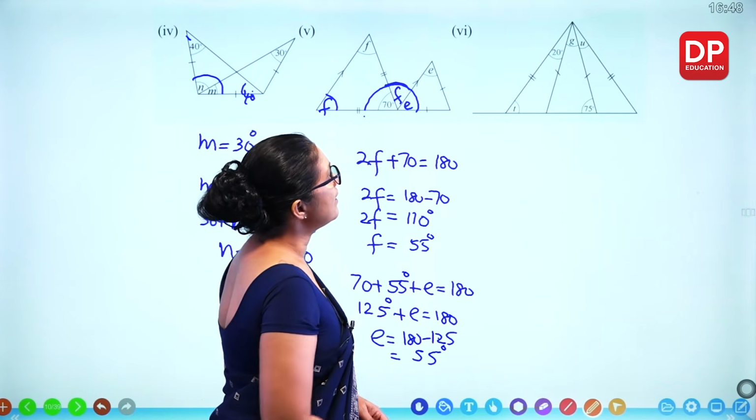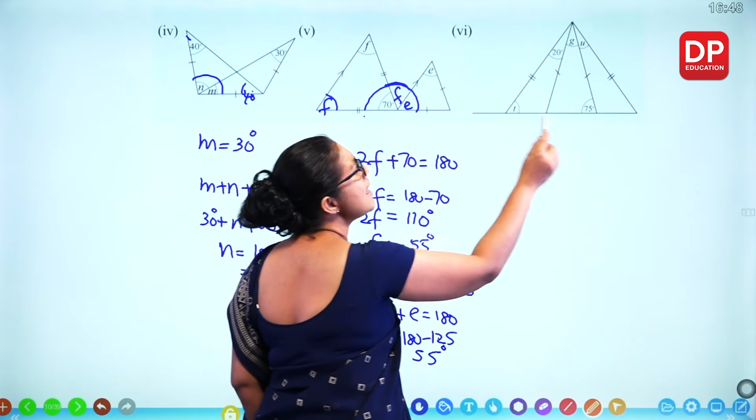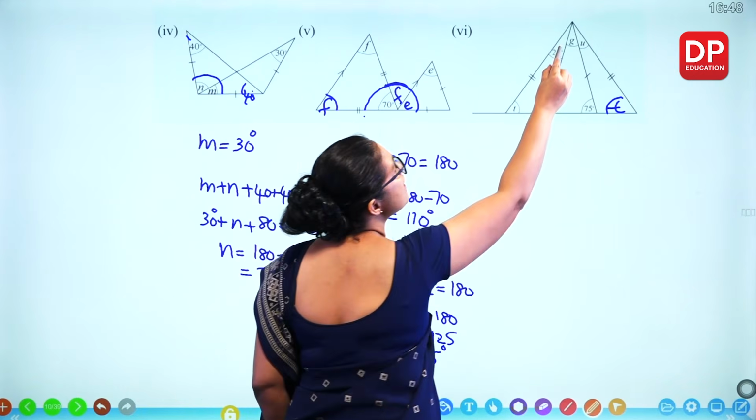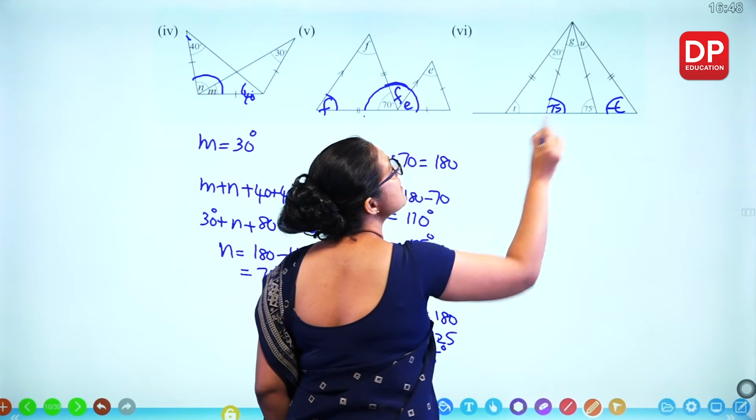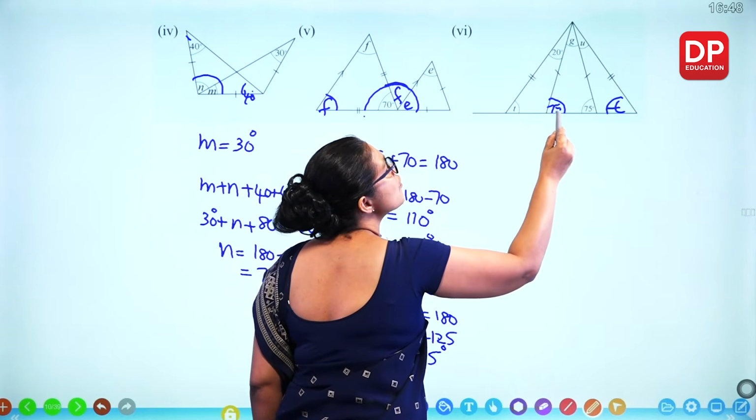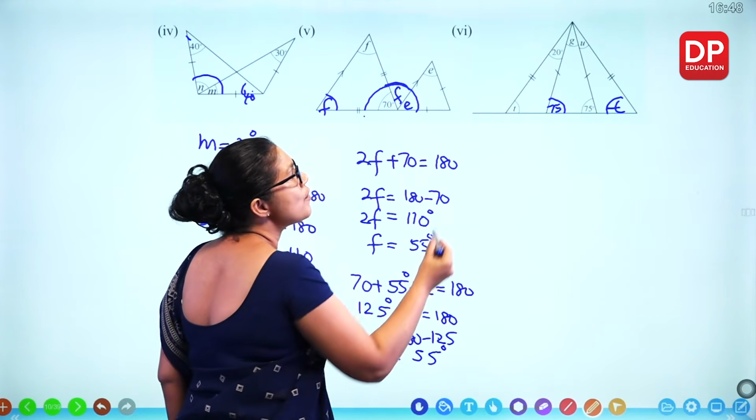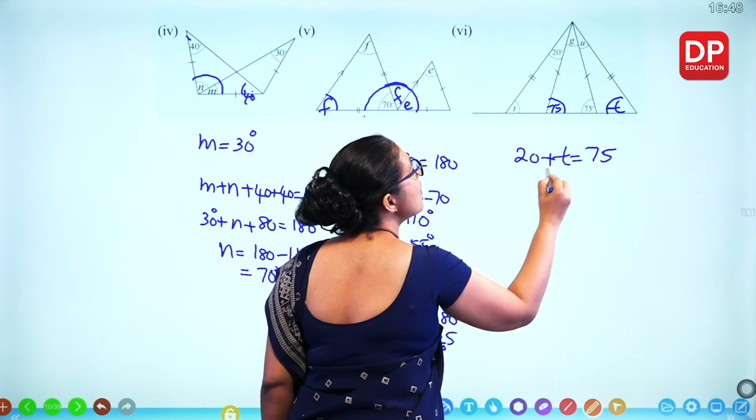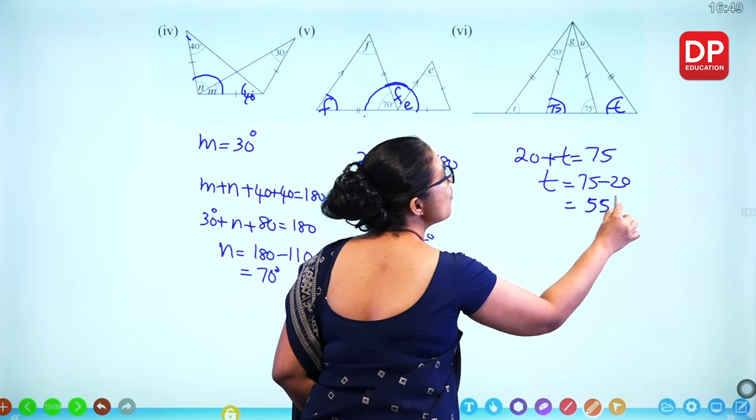Now, in this triangle, this length and this length are equal. If this is T, this should be T. And these two lengths are equal. If this is 75, this is 75. So, what can you say about this one? This is the exterior angle to this triangle. So, straight away you can write 20 plus T is 75. What is T? 75 minus 20 is equal to 55.